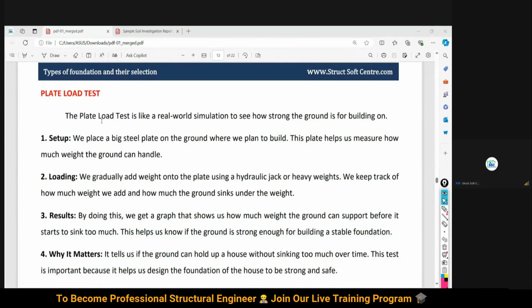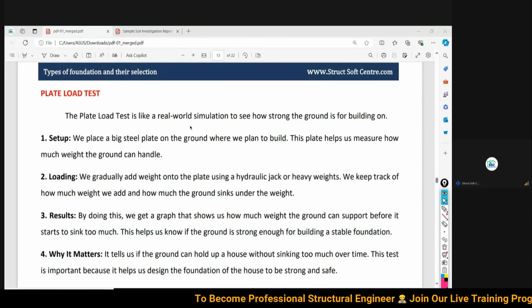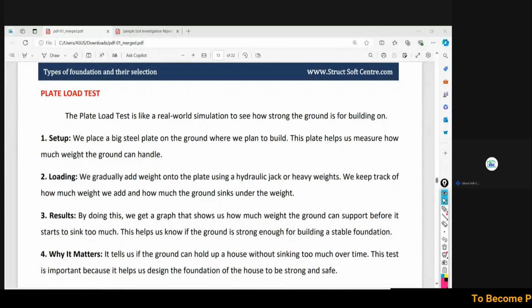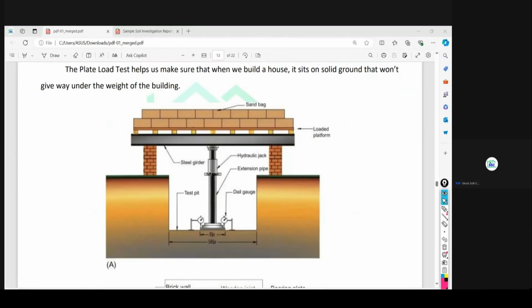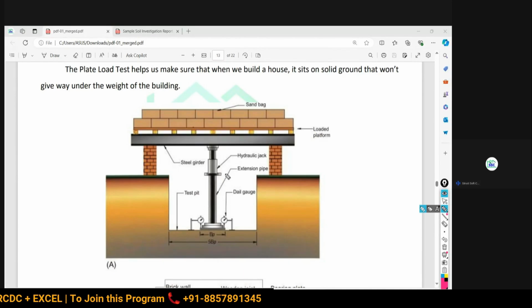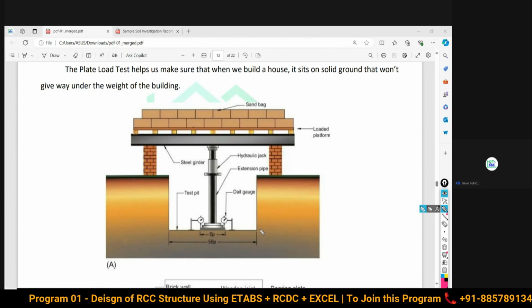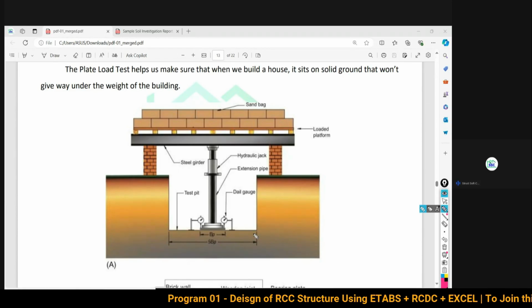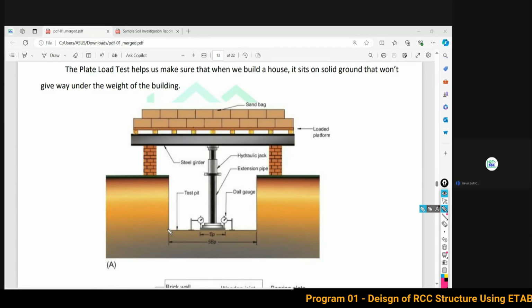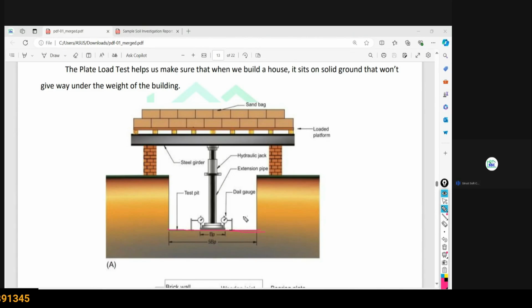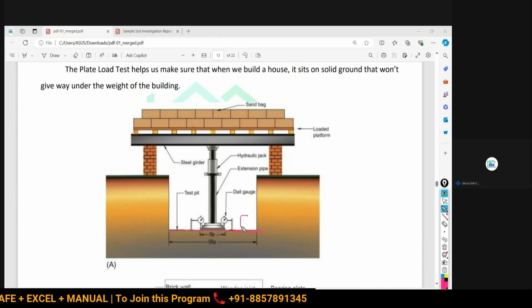Let's try to understand. The plate load test is like a real-world simulation to see how strong the ground is for the building. In a plate load test, it's a very simple approach. We dig a test pit, excavating the soil from the area. We look for the firm strata. Wherever we find the firm strata by visual inspection, we find the layer where we can do the test. Just by looking at this layer, I can understand, yeah, it is the hard one.